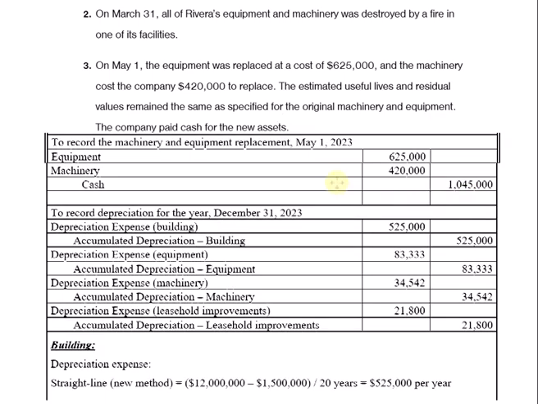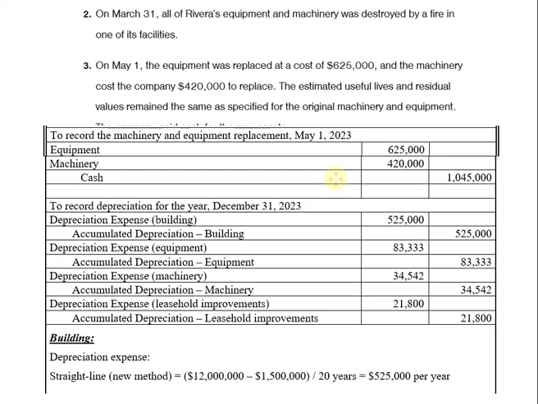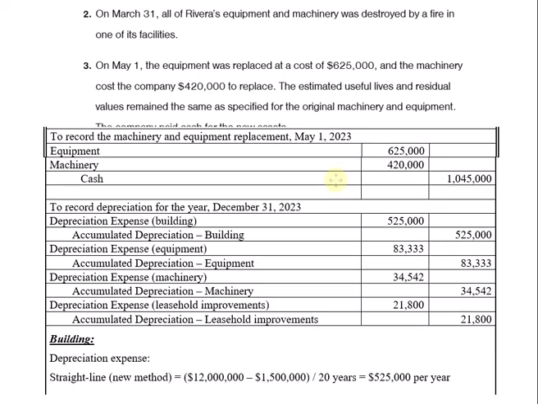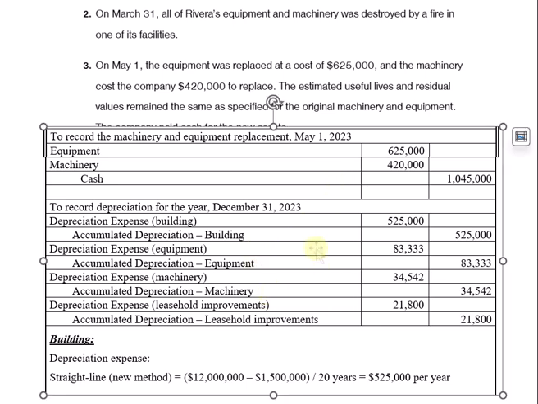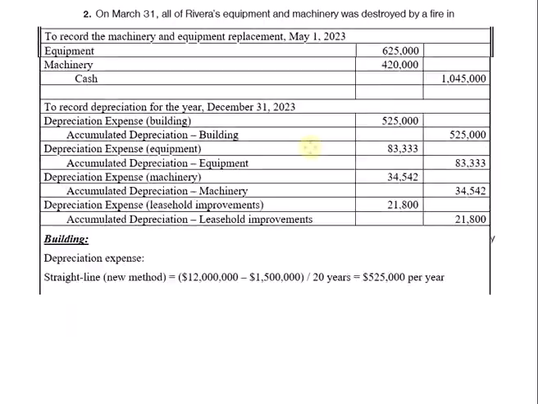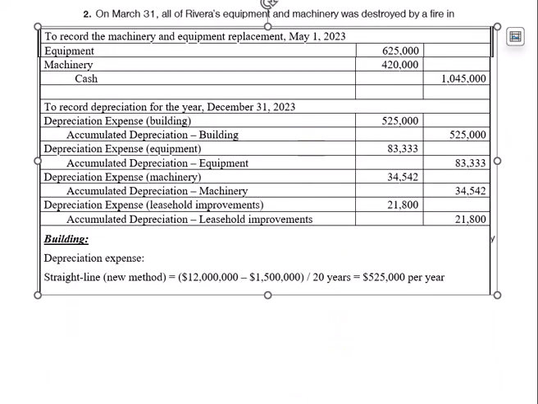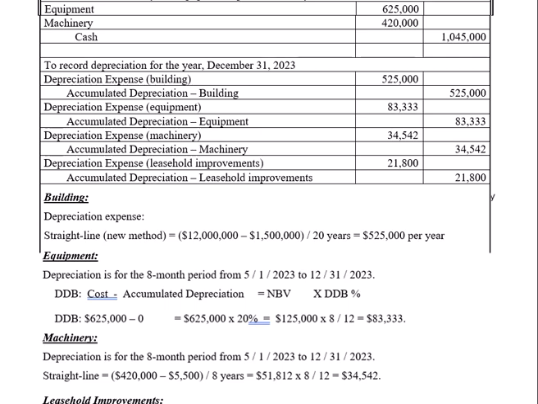Then we need to record depreciation on the remaining items. So we've got building, equipment, machinery. If I slide that up, we should be able to see our various ways of solving. Now I've got most of the explanation on the screen. The building was just simply using the new method, 12 million minus $1.5 million for 20 years. So we're going to record 525,000 for the building.